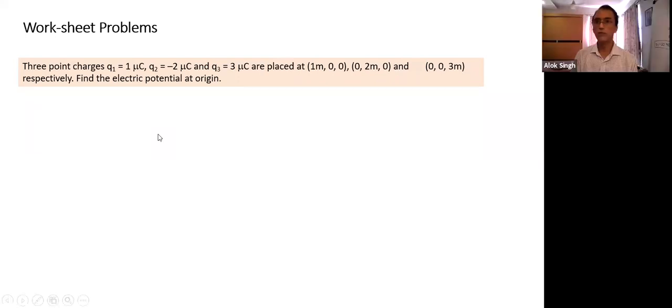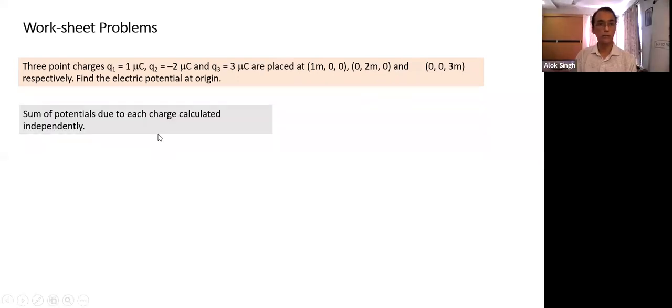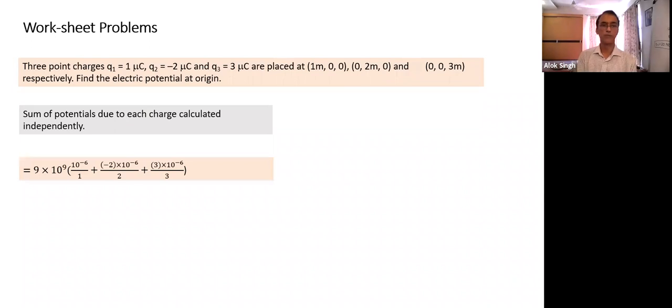So I think most of you, 17 people only, calculated the sum of potential due to each charge independently. So first I'll calculate. K is common, so it is KQ by R. In the first case, what is there inside the denominator? This is the charge and this is the distance. The first charge is 1 microcoulomb, I could have written it 10 to the power minus 6.